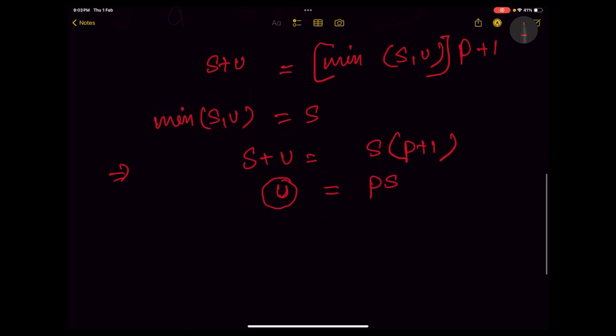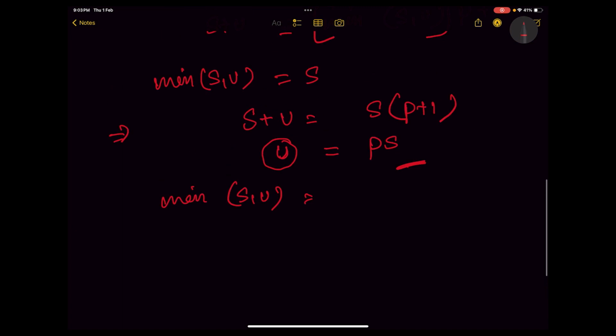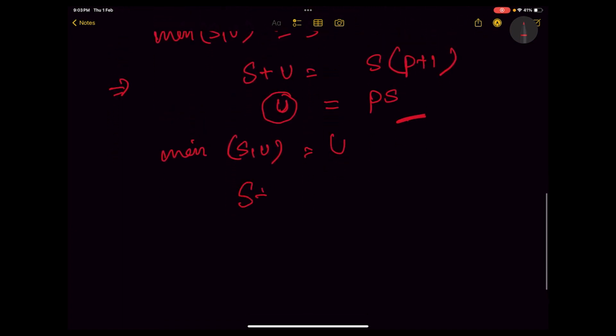So this is one of the cases. Now what if the minimum of s comma u is u? Now we can write s plus u as u into p plus 1. Now from here I can write that s equals u into p.